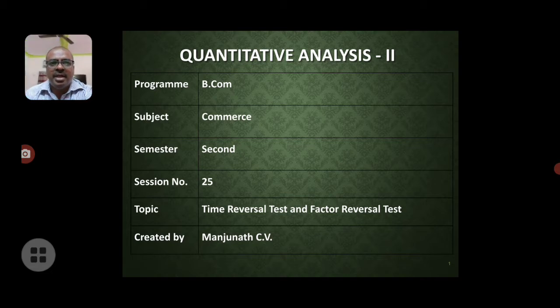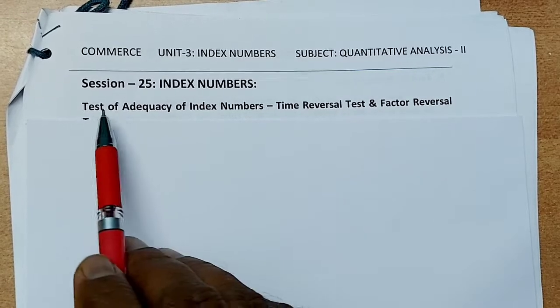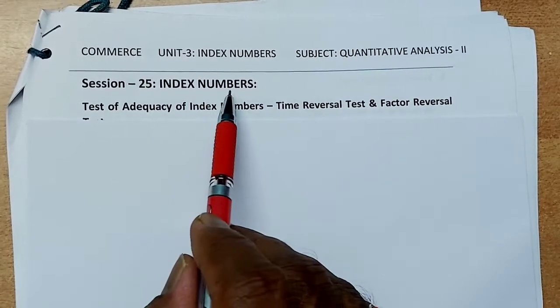In today's session, let us try to understand the theoretical aspects of what is time reversal test and factor reversal test in session number 25. And in the next session, that is session number 26, let us solve problems on Fischer's ideal index number and how to find out whether it satisfies the time reversal test and factor reversal test. All these are a part of chapter number 3, index numbers, in the subject quantitative analysis 2. This is session 25 of the chapter index numbers.